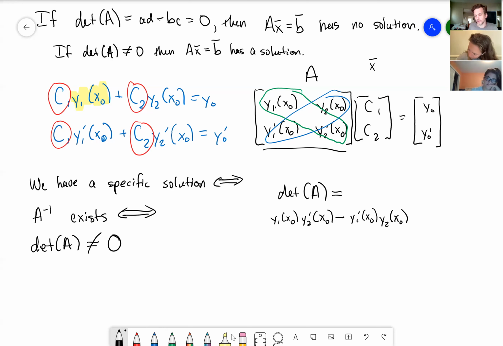Interesting to note, this looks a lot like the product rule, right? We take the derivative of one times the original of the other, and then vice versa, except in this case we have a minus instead of a plus. An interesting parallelism. Okay, and we want this thing to be not equal to 0.